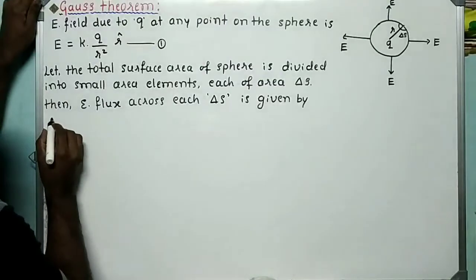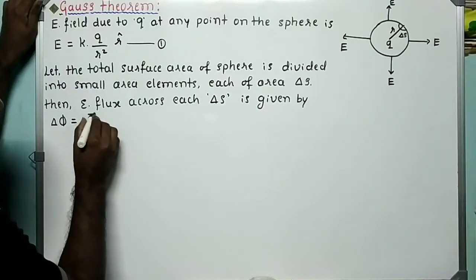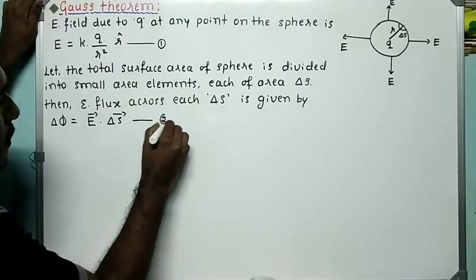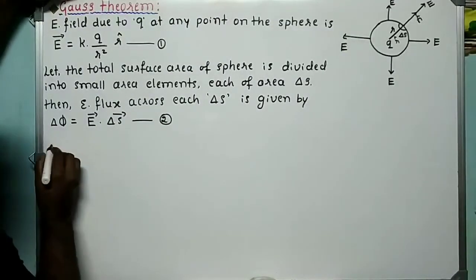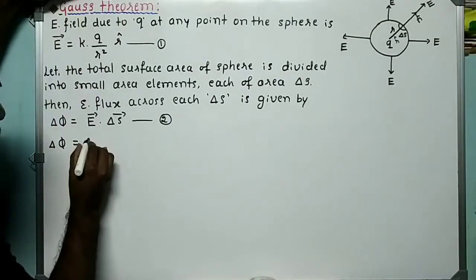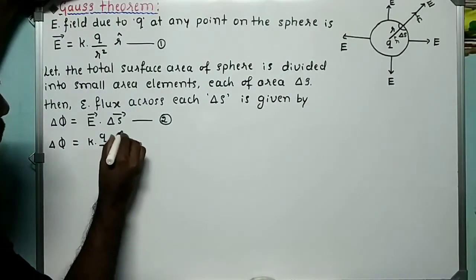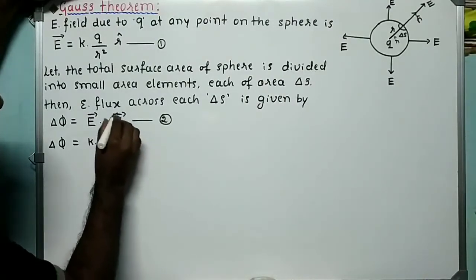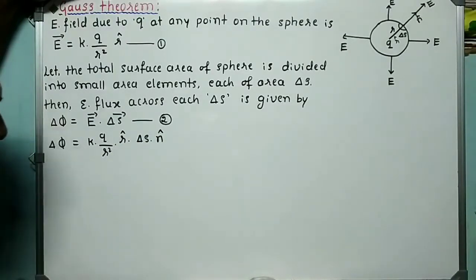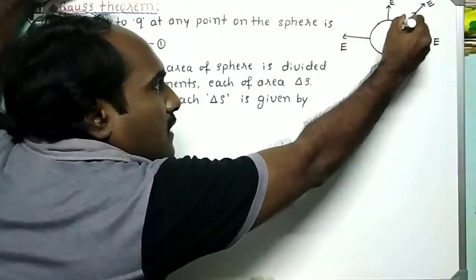That is delta phi is equal to vector E dot area vector. Getting the idea? Call this equation 2. Now delta phi is equal to vector E, whose value is K into Q divided by R square into R cap, dot the area vector. What is the magnitude of area vector? That is delta S into n cap. Here n cap is the unit vector along the normal to this surface delta S.